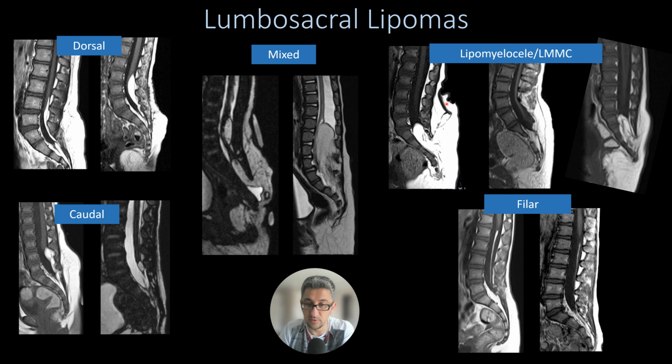They are almost always associated with increased subcutaneous fat, a bone defect, and a low-lying cord. And it may be difficult to differentiate between these two groups. The best way is to call them lumbosacral lipoma and be very descriptive in the reports. And we have the filar lipomas, as we discussed, and this is the simplest form of the anomaly.